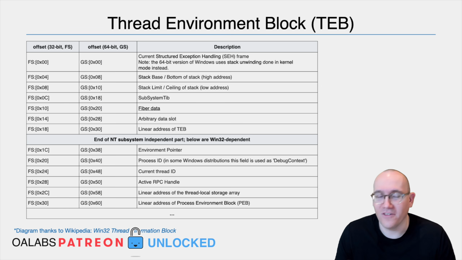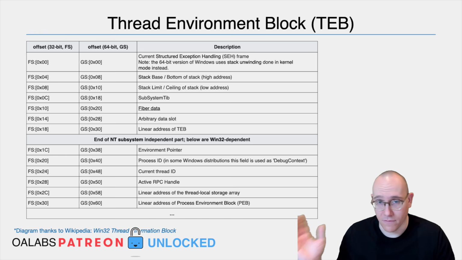So here's a nice diagram I stole directly off Wikipedia, but it's actually a really good representation of the TEB. So the first thing that you'll note about the TEB is this funny reference here, the FS and GS registers. So that's actually how you access the TEB. Inside the CPU, there's an FS register on 32-bit and GS register on 64-bit, which will contain the address of the base of the TEB.